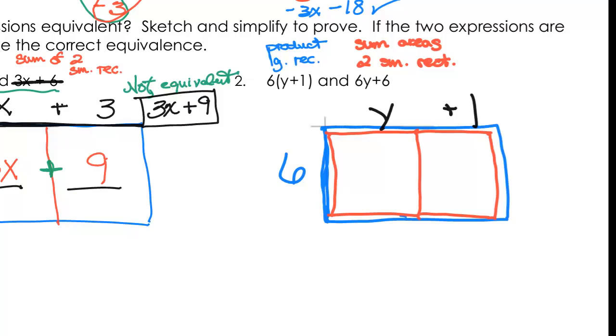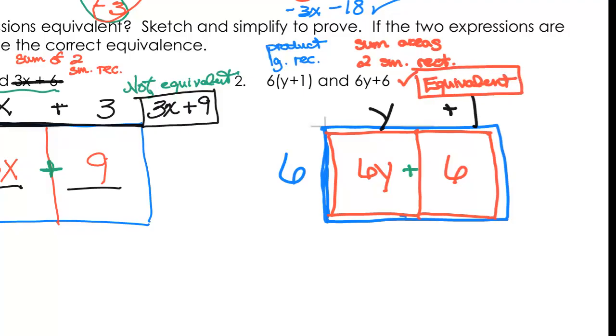And what is the area of the first rectangle? 6y. What's the area of the second? 6. Are those equivalent then at the top? Yes. So yes, these are equivalent. Those two are equivalent. Questions on that?